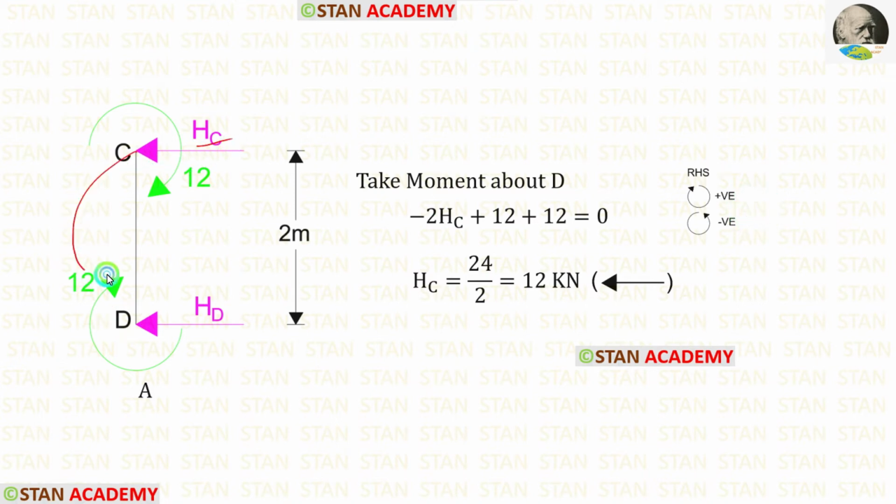HC is acting in the anti-clockwise direction, so it will be negative and the distance is 2 meter. So minus 2 HC. Both of the moments are acting in the clockwise direction, so both of them are positive. Finally, we are getting HC. For HC, we have got a positive value. That means our assumption is correct. HC is acting towards the left side.